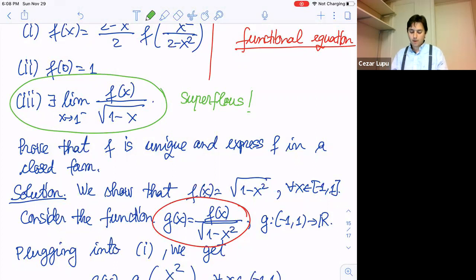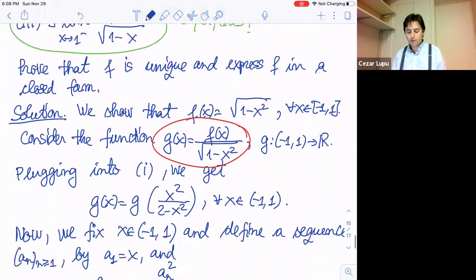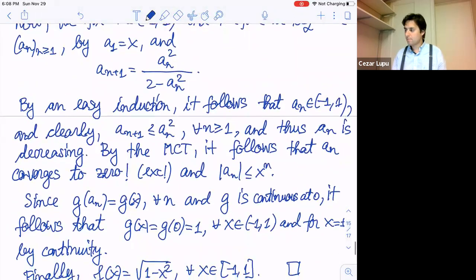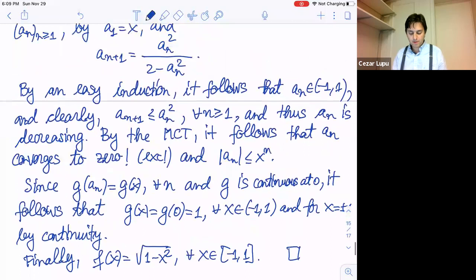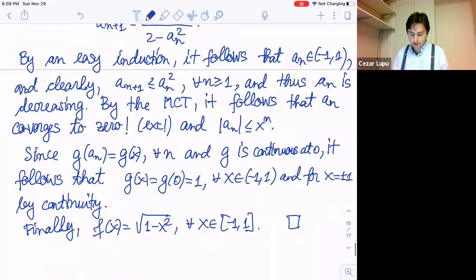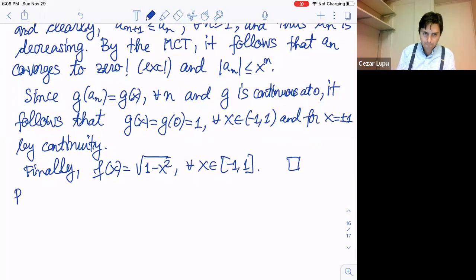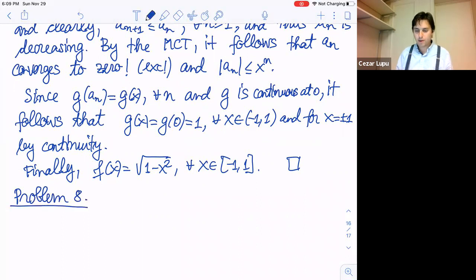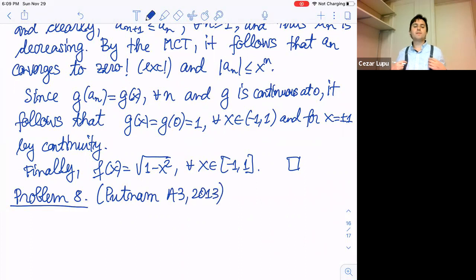All right, now I think I would like to do one more problem, and maybe two, we'll see. So now I'd like to do problem number 8, which again is a Putnam problem. It was Putnam A3 in 2013. And the problem, it's pretty standard, I would say.